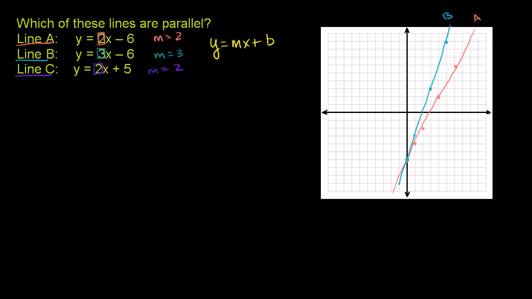And then finally, let's look at line C. The y-intercept is 5. So 0, 1, 2, 3, 4, 5. The point 0, 5 is the y-intercept. And its slope is 2. So you increase by 1 in the x direction, you're going to go up by 2 in the y direction. If you decrease by 1, you're going to go down 2 in the y direction. You're going to have a bunch of these points.